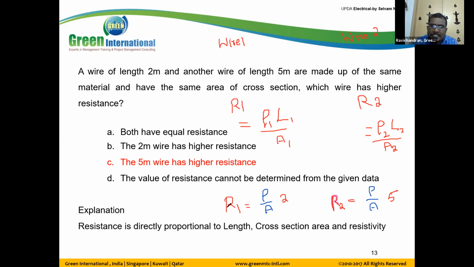Now see that resistance is directly proportional to length. So now we can directly say the wire 2 has a higher resistance. Correct? Yes, sir. It's correct. Because why I give the explanations: sometimes we have different questions, and we can apply it like this.